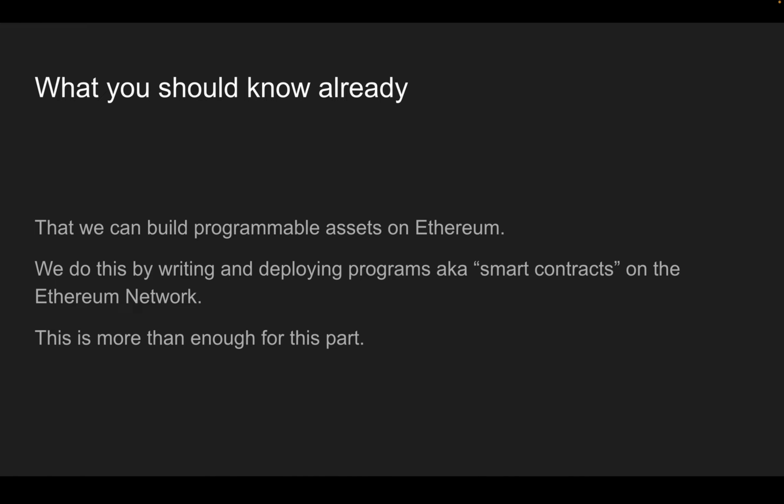What you should know already for this part is that we can build programmable assets on Ethereum, and we do that by writing and deploying programs, which are also known as smart contracts, on the Ethereum network. This is more than enough for this part. We'll do a much deeper dive on the technical aspects of the Ethereum network in the next part.